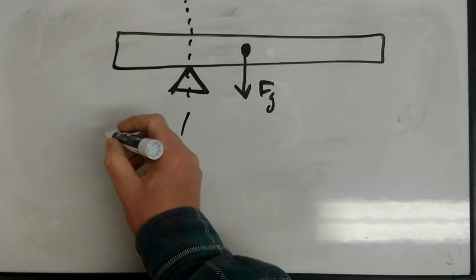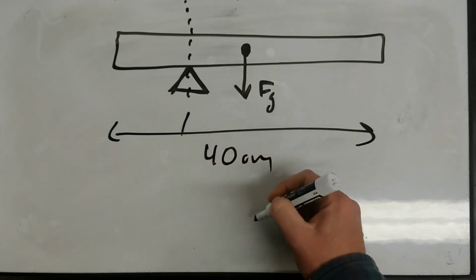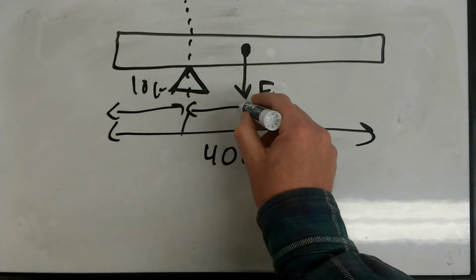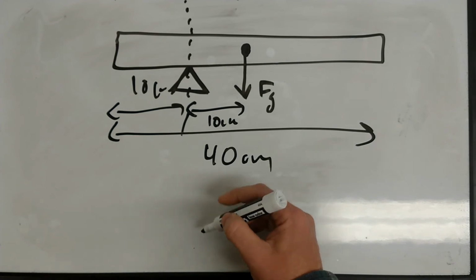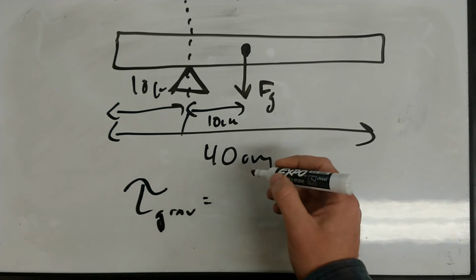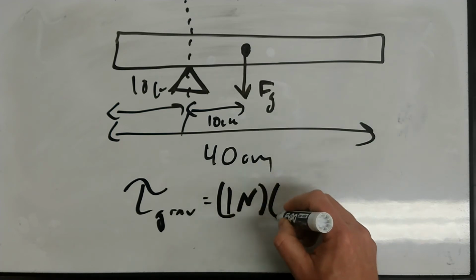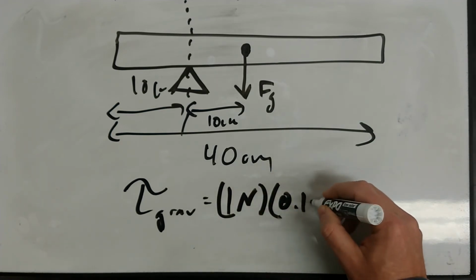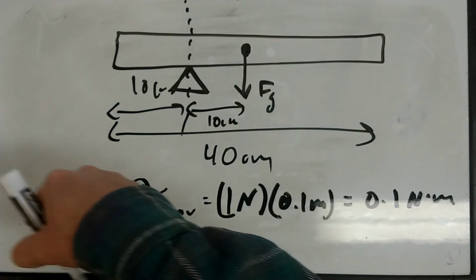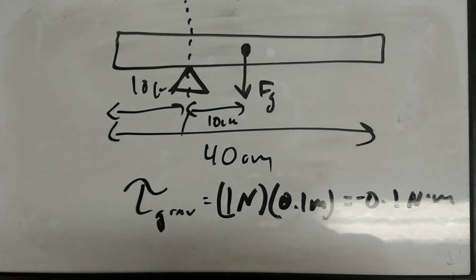So if we know this length total is 40 centimeters, we know this is 10 centimeters here, this distance. Well, this also must be 10 centimeters then. So the torque due to gravity here is 0.1 kilograms, so that's 1 newton of force, times the distance to the axis, 10 centimeters, 0.1 meters. It's 0.1 newton meters is the net torque. And is it positive or negative? Well, in this case, it's technically negative because of the force trying to rotate it clockwise.